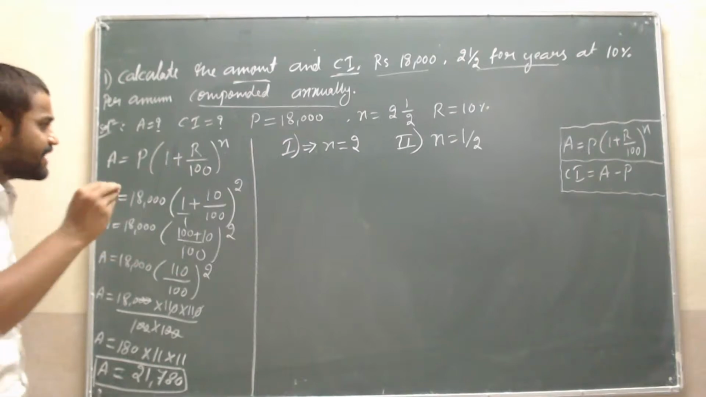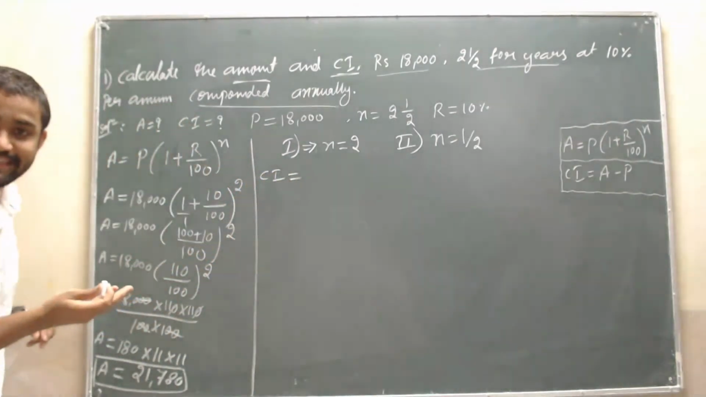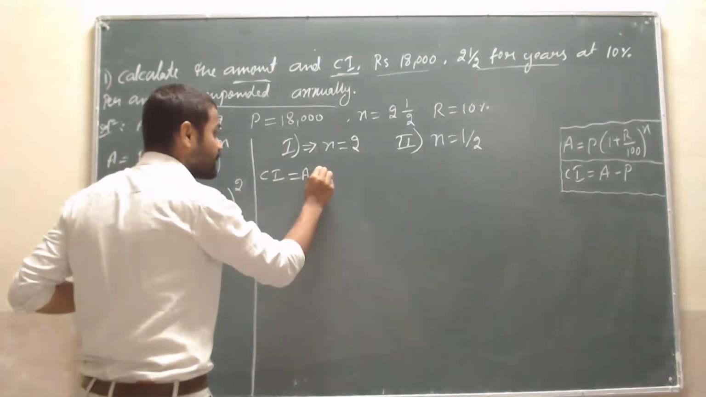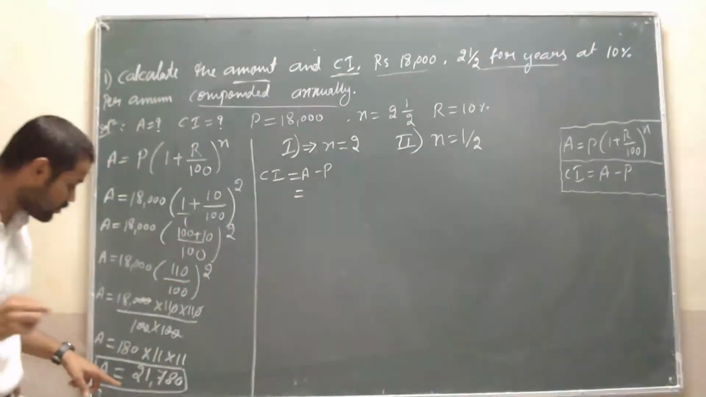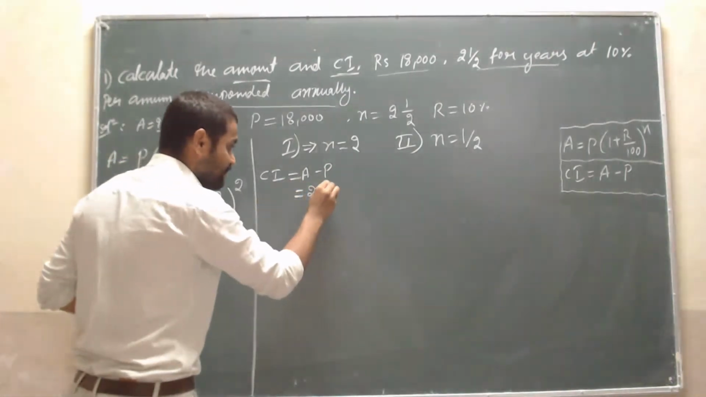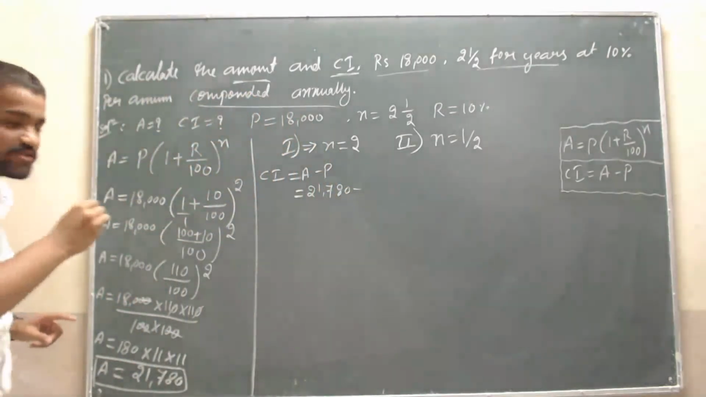Okay, sir. Then the next step we have to find out the CI. What is the formula we have? CI is equal to A minus P. What is the amount value? 21,780 rupees minus the P value, which is 18,000.